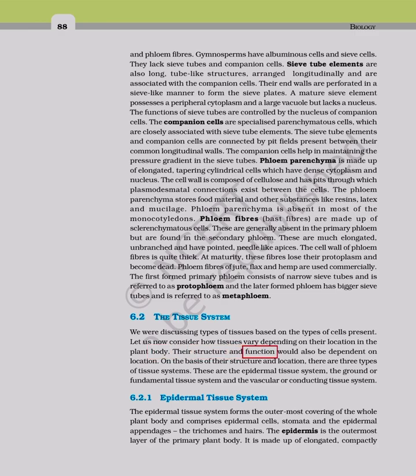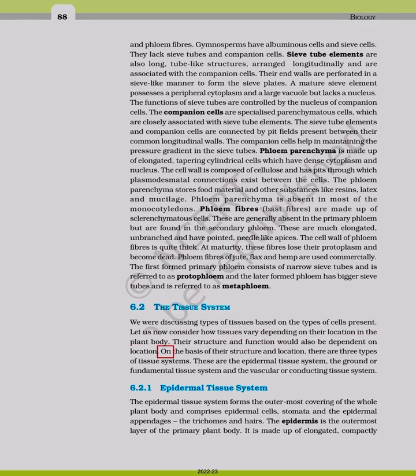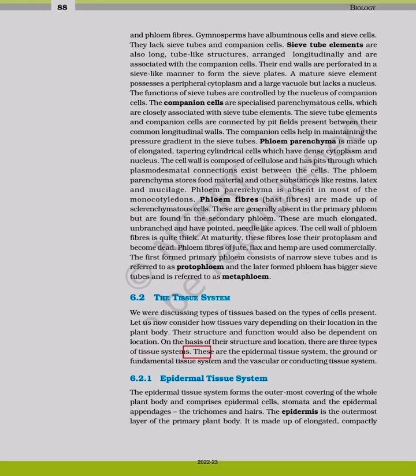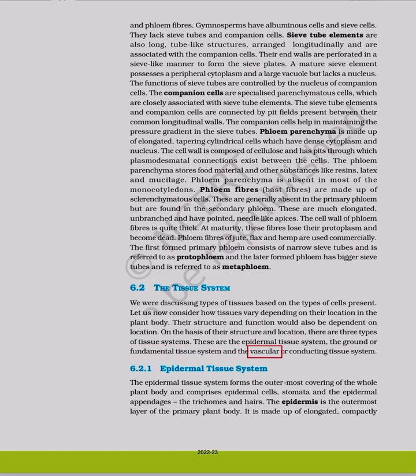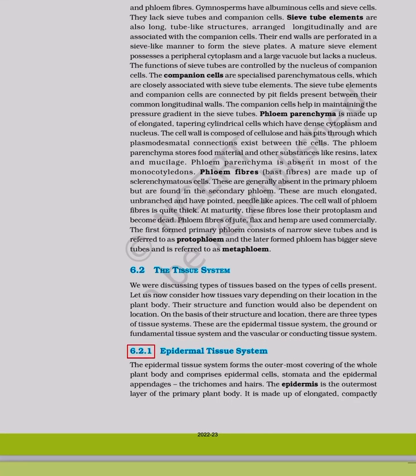Their structure and function would also be dependent on location. On the basis of their structure and location, there are three types of tissue systems. These are the epidermal tissue system, the ground or fundamental tissue system, and the vascular or conducting tissue system. 6.2.1 Epidermal tissue system.